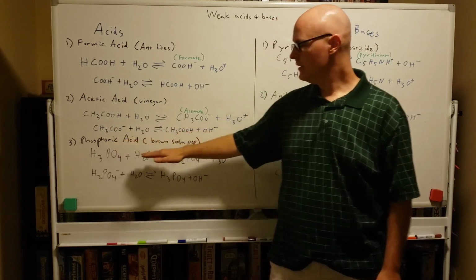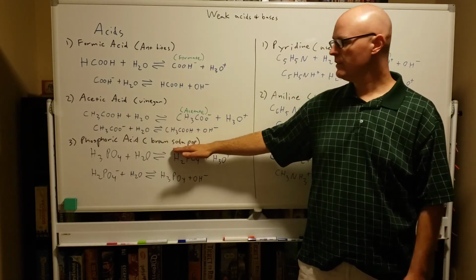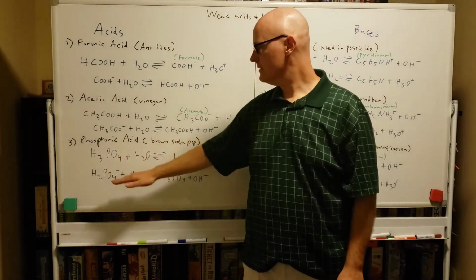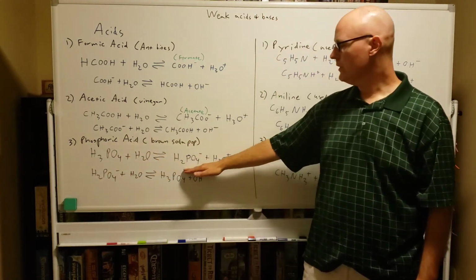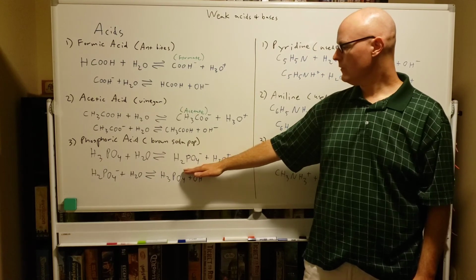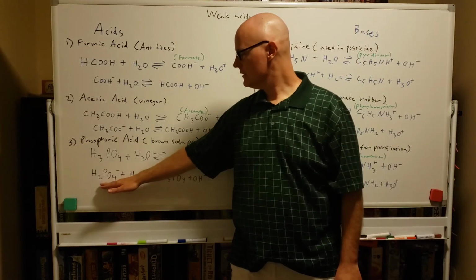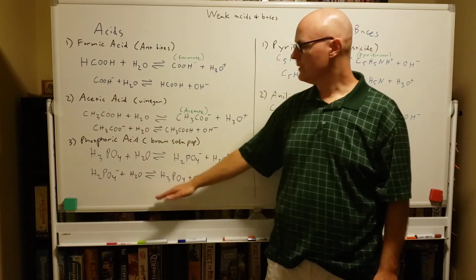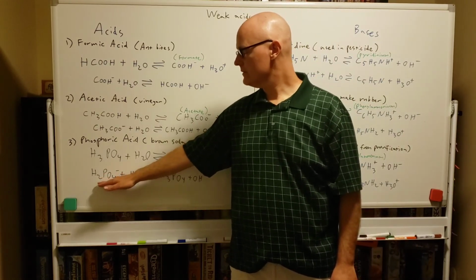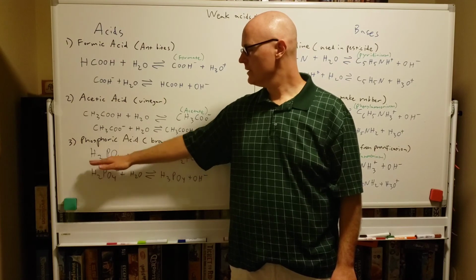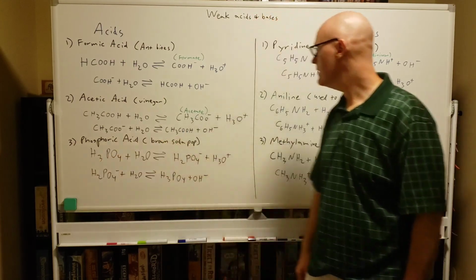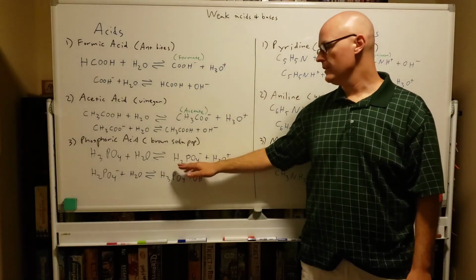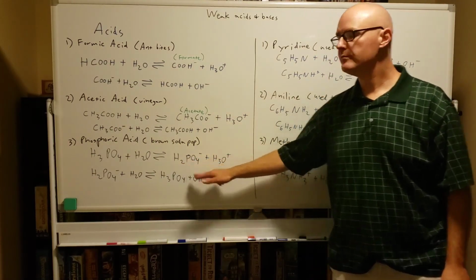Phosphoric acid is found in brown sodas, like drinking sodas. Phosphoric acid is going to react with water to give you your phosphate. Phosphate is going to react with water to give you phosphoric acid. So this is your conjugate base for your phosphoric acid. The fancy name for this one is just dihydrogen phosphate.